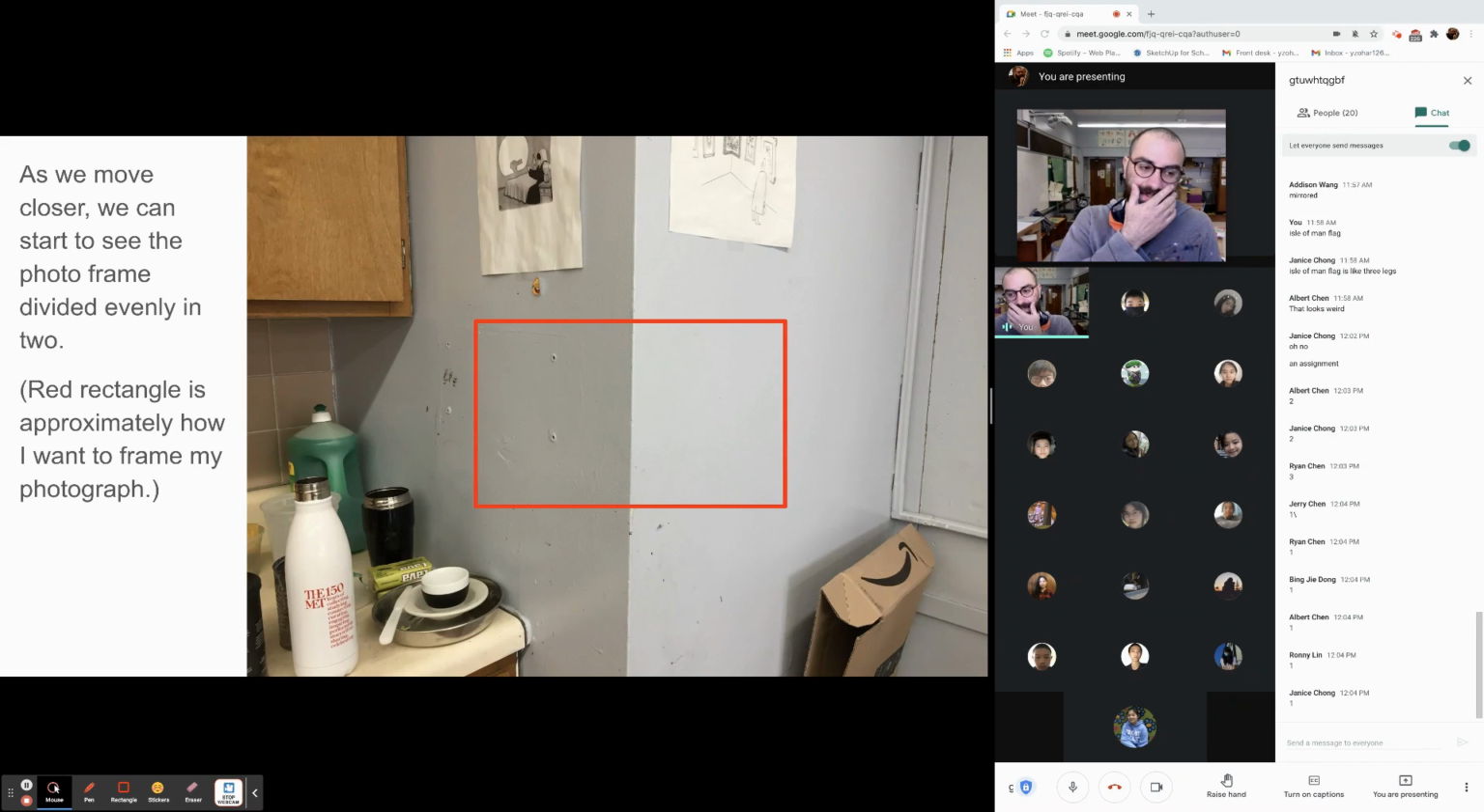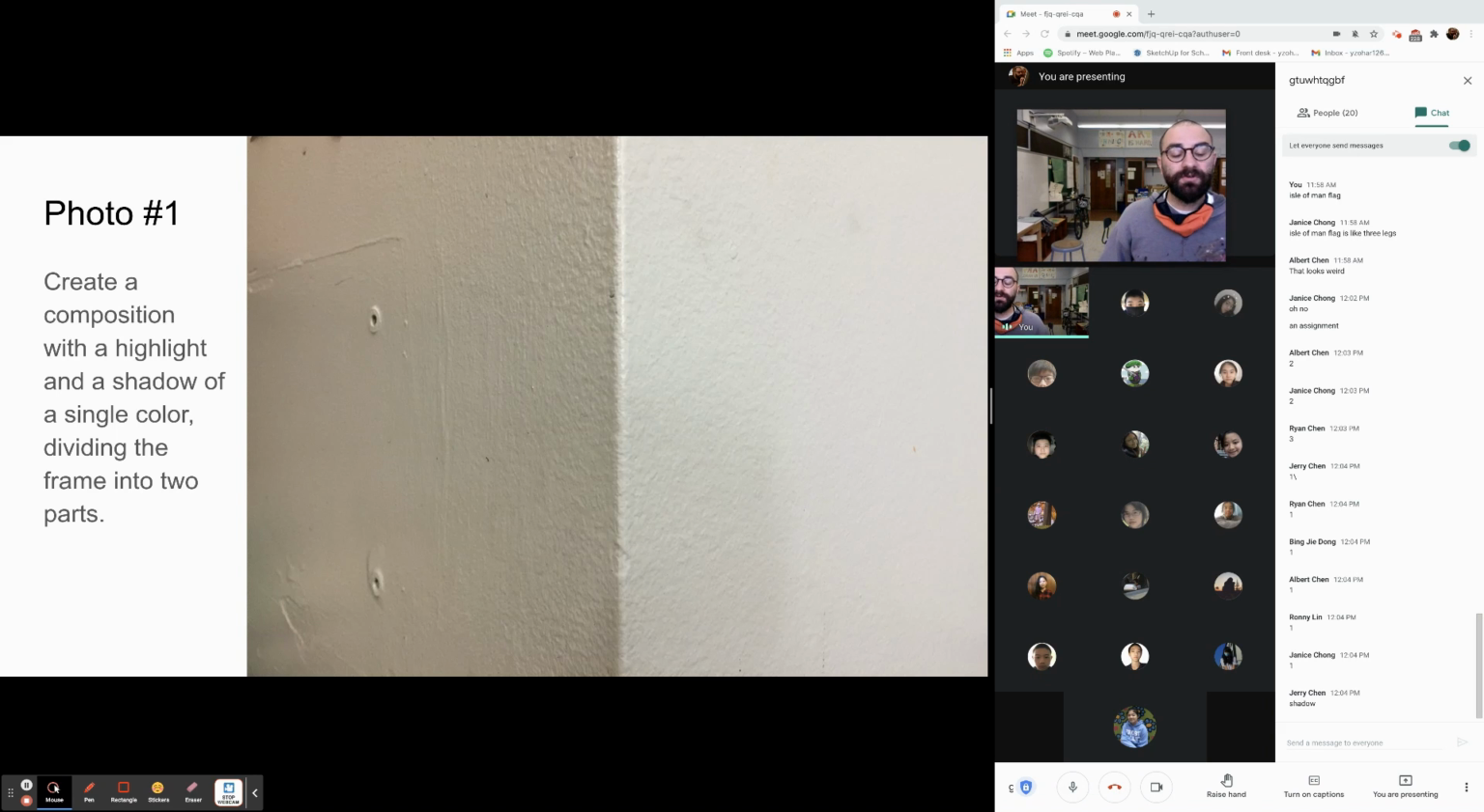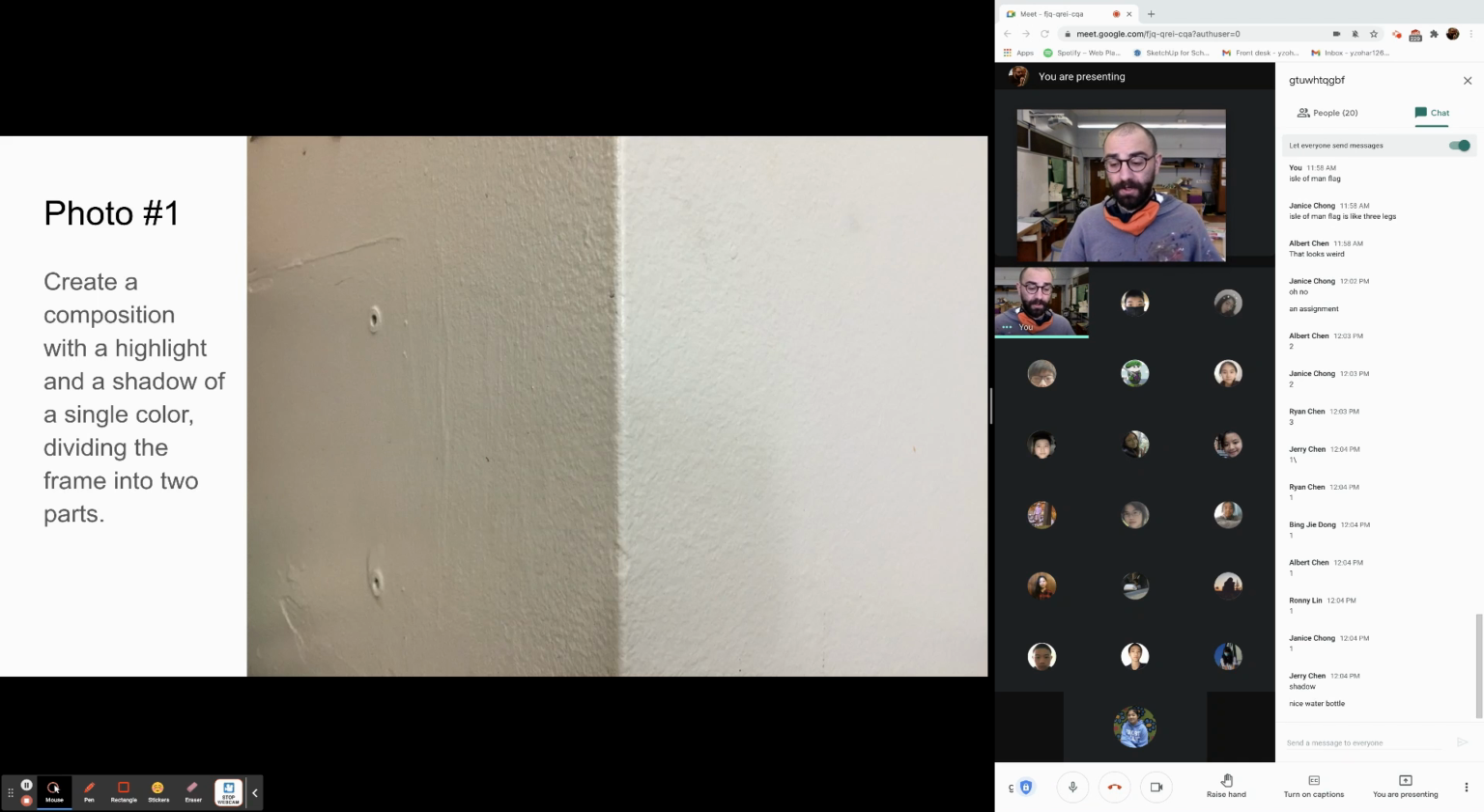As we move closer, we can start to see the photo frame divided evenly in two. The red rectangle is approximately how I want to frame my photograph, right? Exactly. We're seeing two different colors because of light and shadow. So for that first assignment, what I want you to do is to create a composition with a highlight and a shadow of a single color, dividing the frame into two parts. Okay?